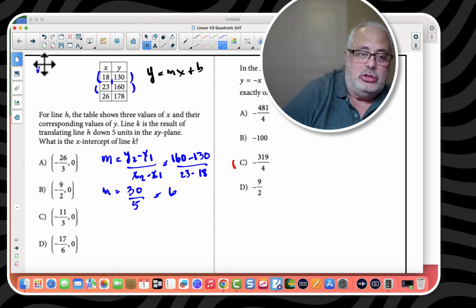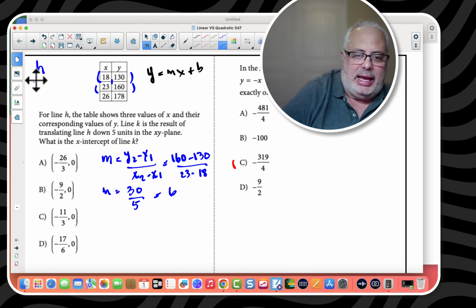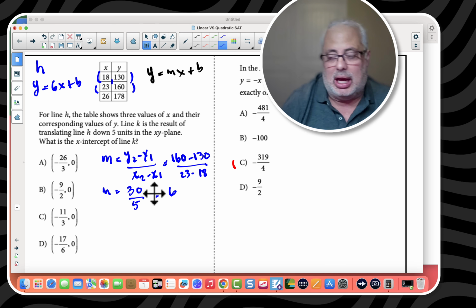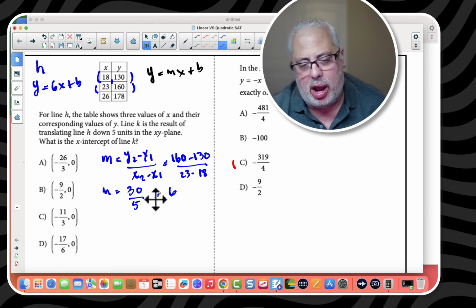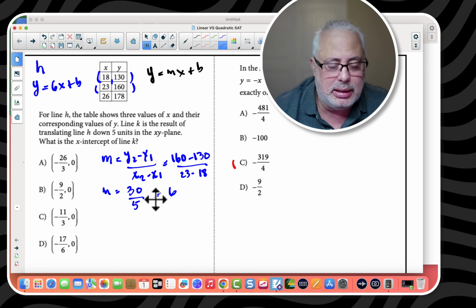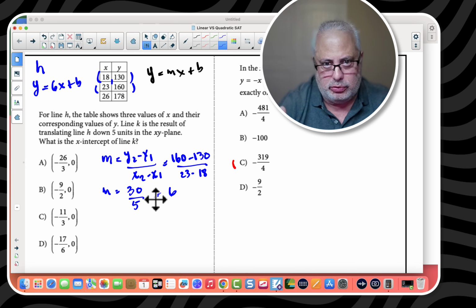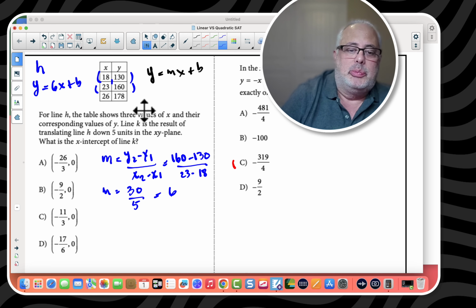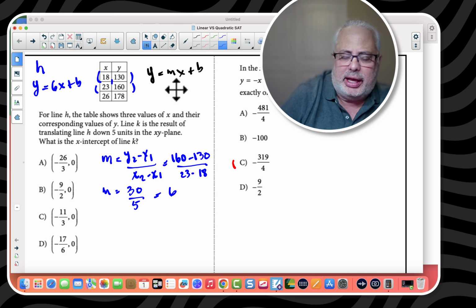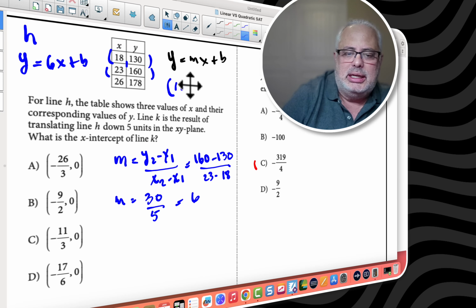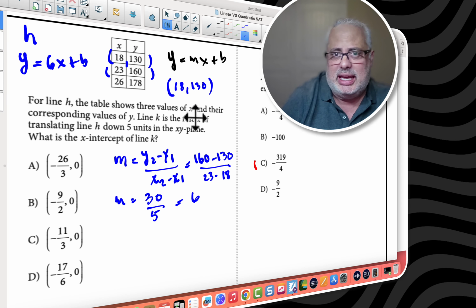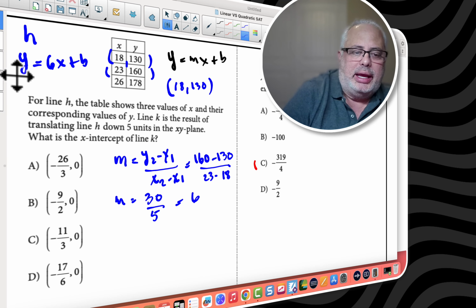This is the line H. Okay? The line H will be y equals 6x plus b. Now we need to find the y-intercept. To find the y-intercept algebraically, you pick one of the points, you substitute the point x and y, and you solve for b. So let's pick the point 18, 130. Let me put it right here, 18, 130. That means that the x is 18 and the y is 130.